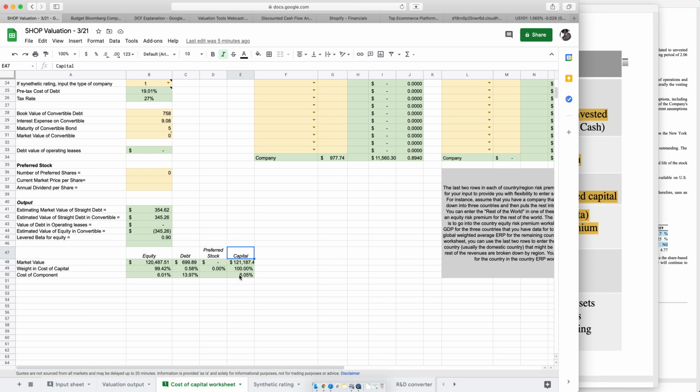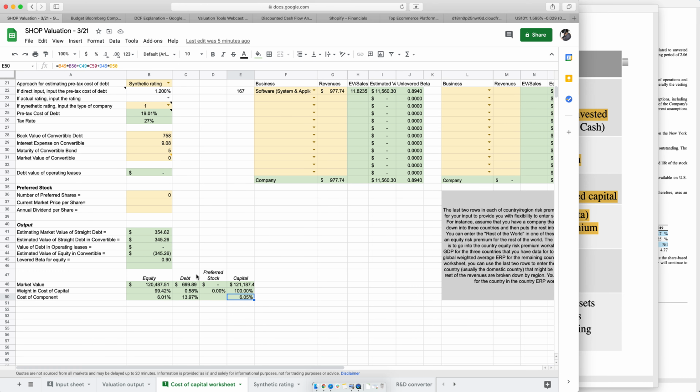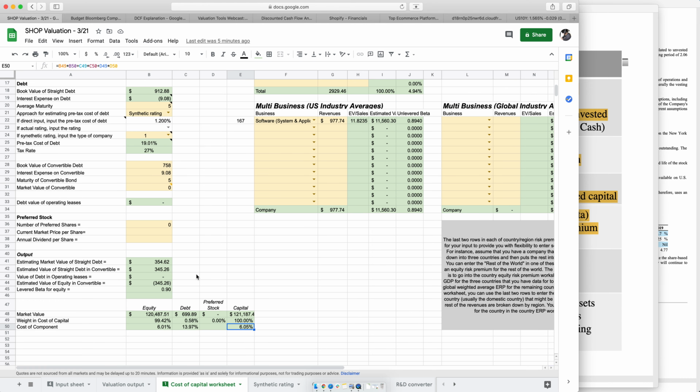And so the cost of your capital is a component of the cost of your equity and the cost of your debt. I feel like something's gone horribly wrong. This looks wrong. Okay. Oh, interest expense. I think it was supposed to be positive. I think that's why it's freaking out. Okay.